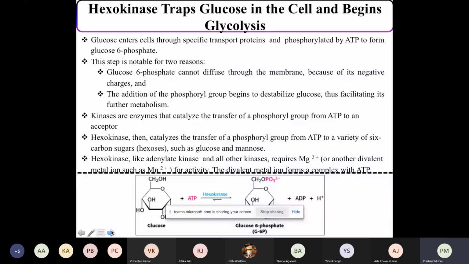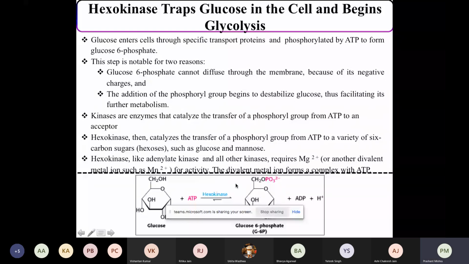Now, the next step is the kinases. Kinase is a general name for a group of enzymes. They can transfer a phosphoryl group from ATP to an acceptor molecule. So as I said, the first step is going to consume ATP. What you see here is that ATP will transfer its phosphoryl group to the glucose molecule. So it is basically a transferase reaction where a phosphoryl group is being transferred.